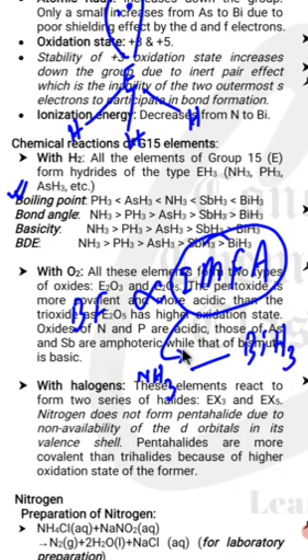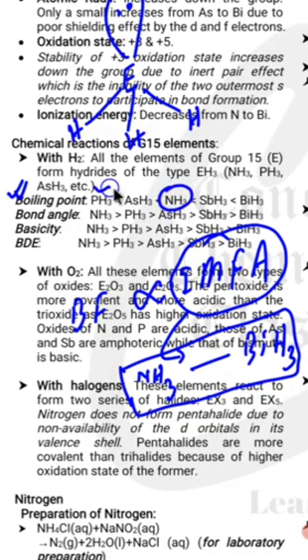So in this case, boiling point must increase from ammonia to BiH3, but the actual order is not like this. The actual order is this one: PH3 comes first, then AsH3, NH3, then SbH3 and BiH3. Now the question can be asked here: ammonia has higher boiling point than PH3 and AsH3. Why? It is because of hydrogen bond between ammonia molecules.